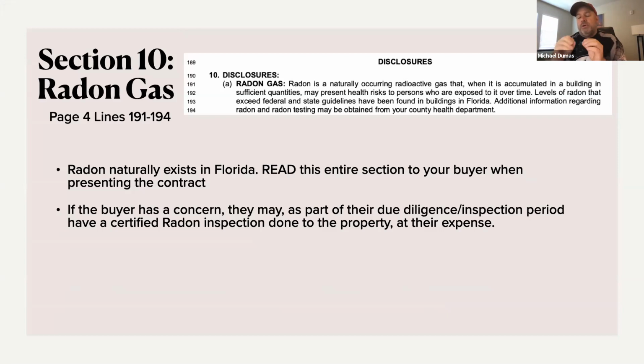You need to make sure when you're going over the contract with your customer that you read this entire section to them. Mr. Buyer, radon is a naturally occurring radioactive gas that, when it is accumulated in a building in sufficient quantities, may present health risks to persons who are exposed to it over time. Levels of radon that exceed federal and state guidelines have been found in buildings in Florida. Additional information regarding radon and radon testing may be obtained from your county health department. If you would like to have a radon test done on this property, you may do so, but at your expense. Bang, okay? And they have to get that done within the inspection period.